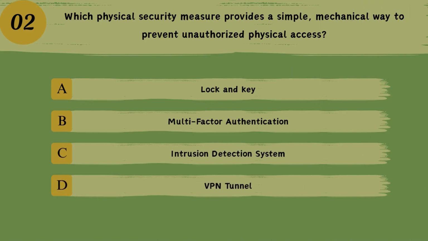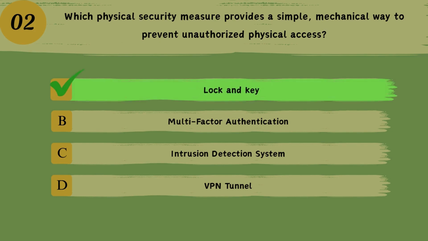Question 2. Which physical security measure provides a simple mechanical way to prevent unauthorized physical access? A. Lock and key. B. Multi-factor authentication. C. Intrusion detection system. D. VPN tunnel.